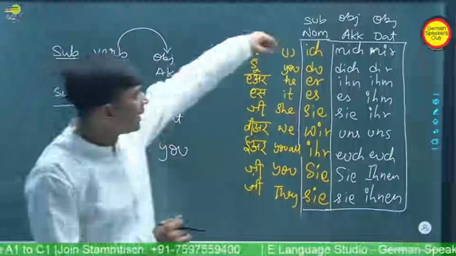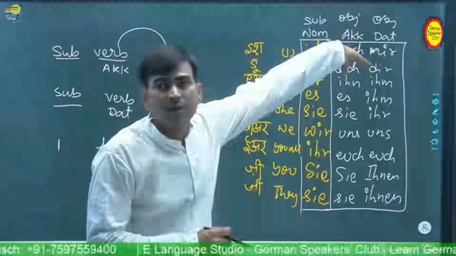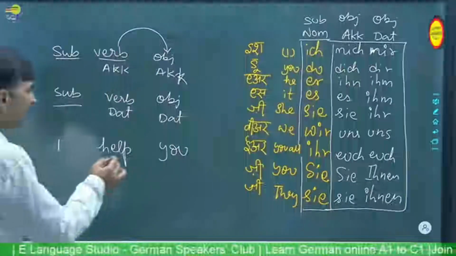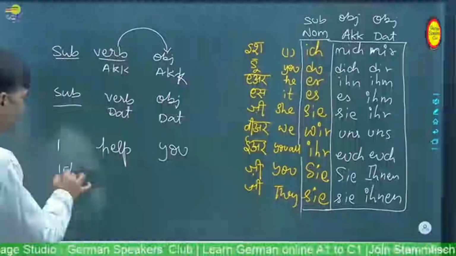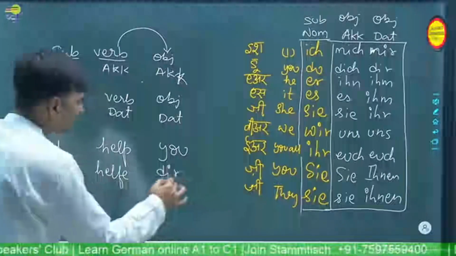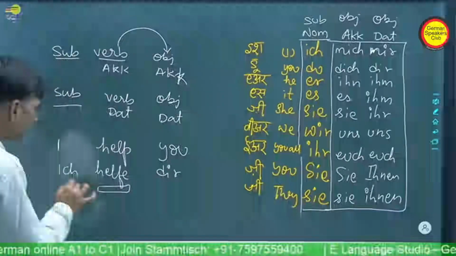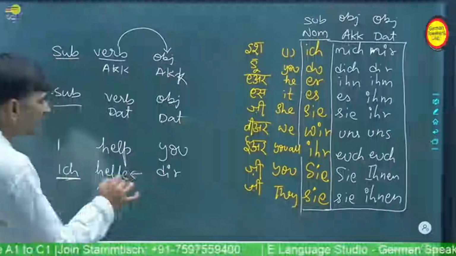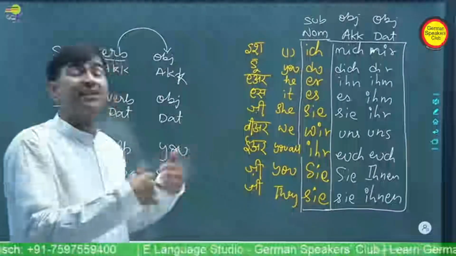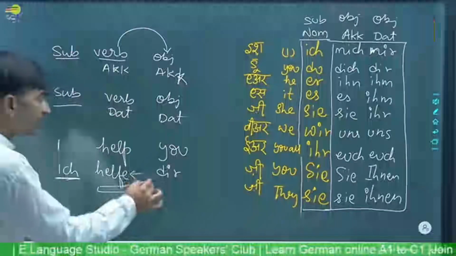And you. So please tell me, help would fall in which category? Nominative, accusative or dative? Tell me. Are you sure? Dative? If help is dative, then the object that will be used after a dative verb is going to be from the list of dative objects. So you will be using you from the list of dative objects, which is dir.